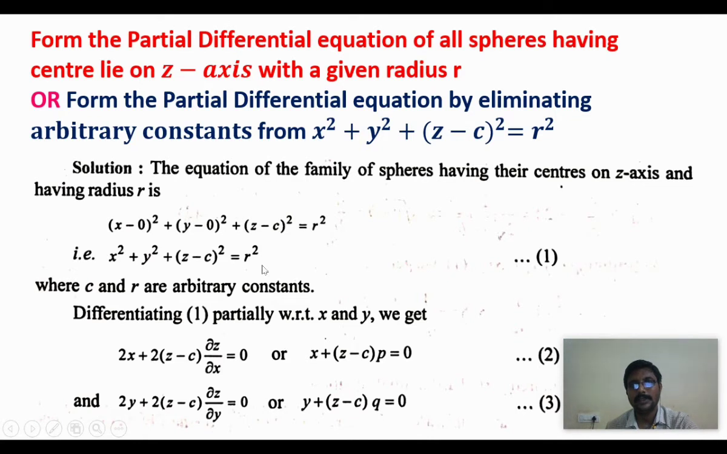That means the given equation, that is the family of spheres having center on z axis and whose radius is r units, that is x square plus y square plus (z minus c) whole square is r square. And differentiating partially with respect to x and with respect to y, we will obtain two more equations. That means now we will have three equations.